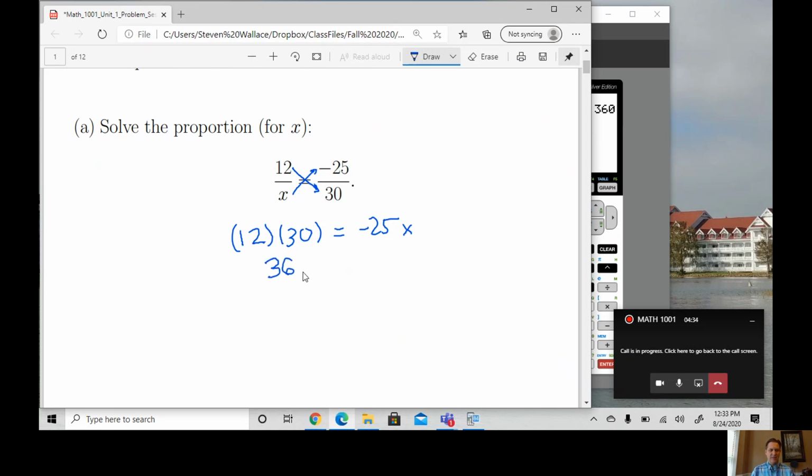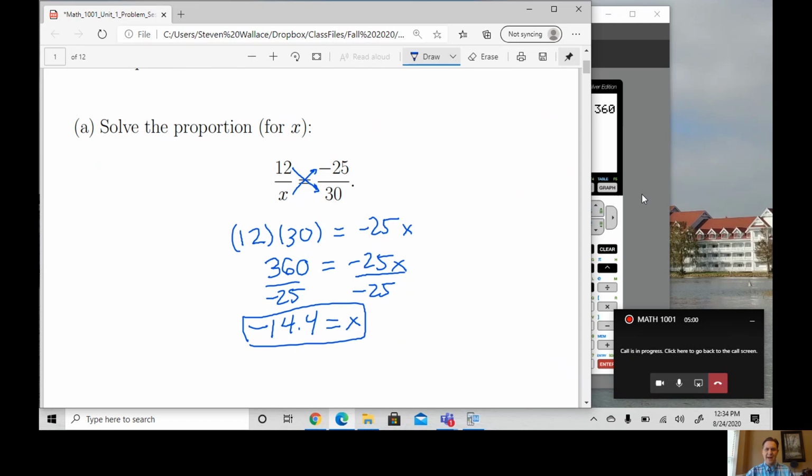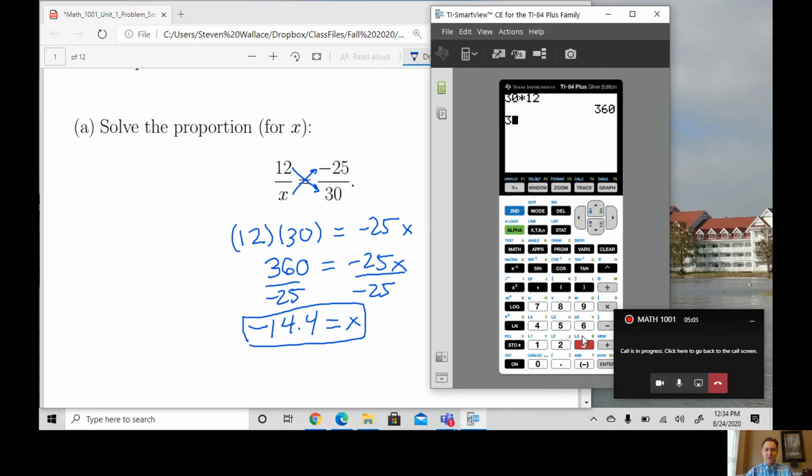But 360 is negative 25x, and of course then you want to divide both sides by negative 25 to isolate the x. When you do that, you get negative 14.4 is x. Okay, now if you need a fraction, so say I wanted to do 360 divided by negative 25, the calculator gives us negative 14.4.